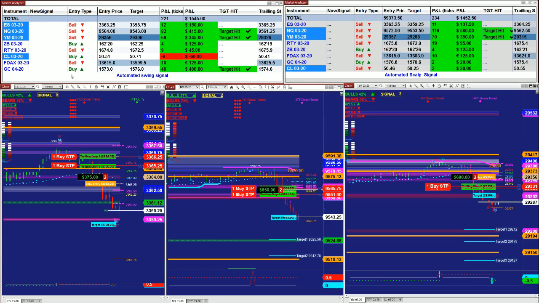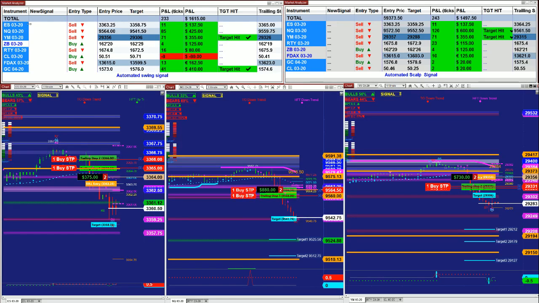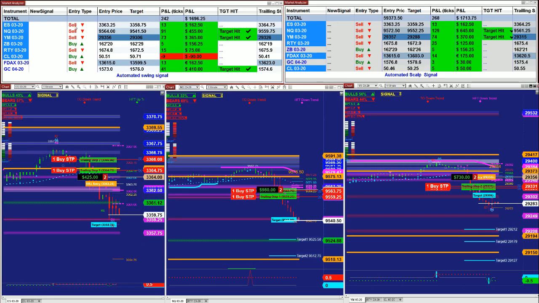So on the left upper corner, you will have a signal coming in here, an ES signal sell at 33.6325, target 33.5875. We are 13 ticks into that trade based on one contract.